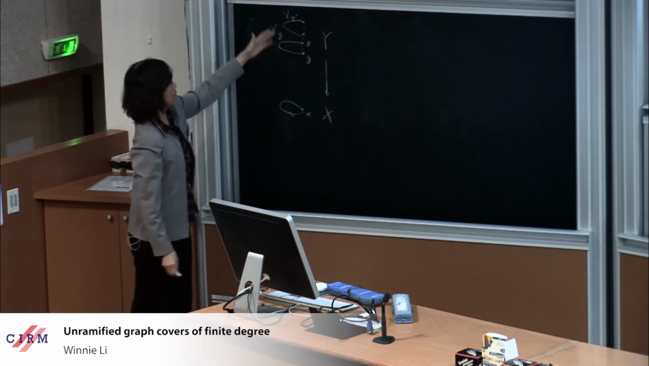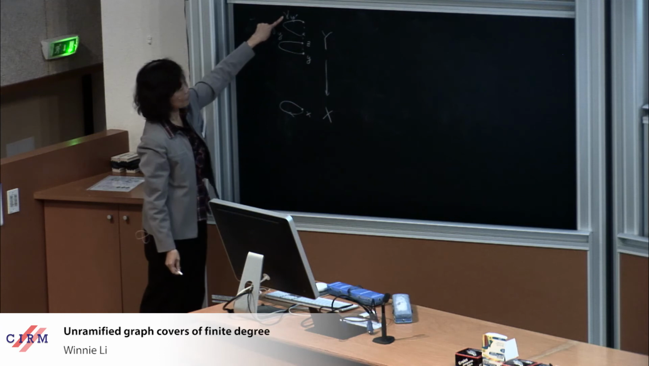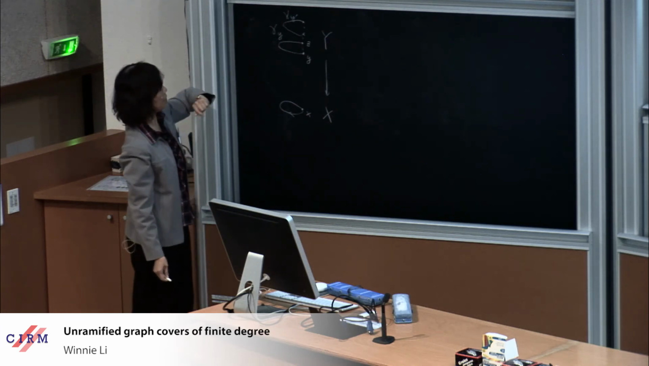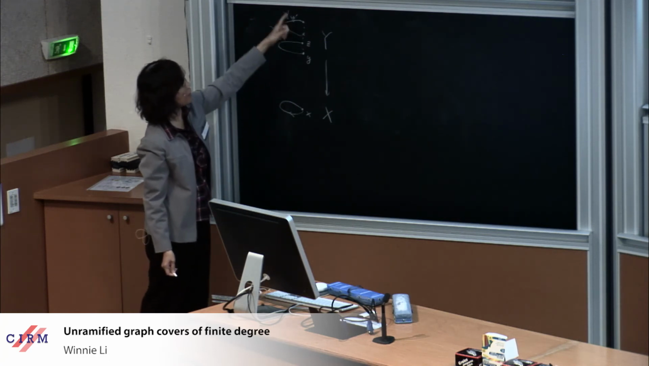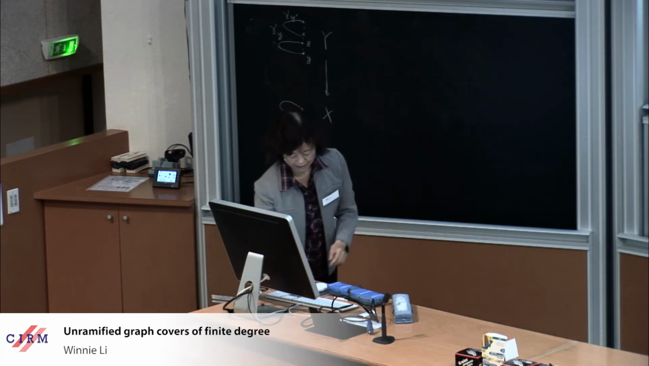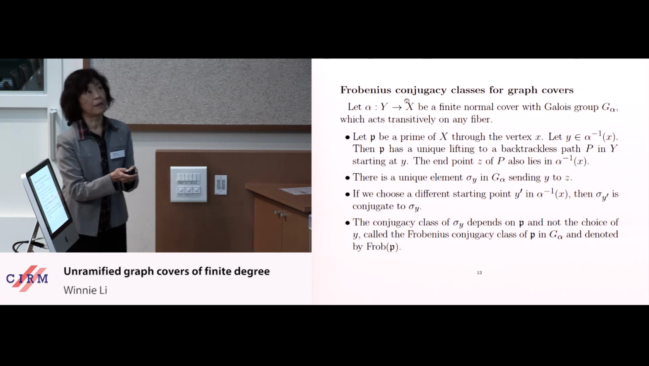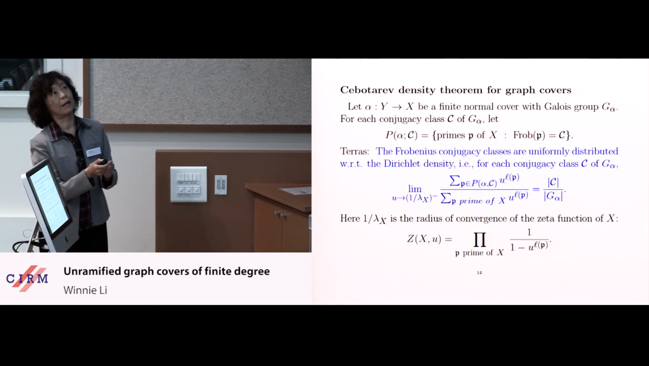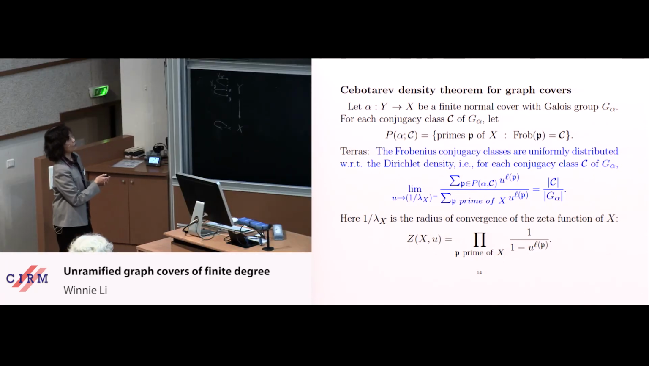When you choose a different starting point, gamma Y and gamma Y prime differ by conjugation. So the conjugacy class of gamma Y is independent of the choice of the starting point, and that is the Frobenius class associated to the prime p. We do exactly the same thing as what we did for number fields. We give ourselves a conjugacy class of the Galois group.